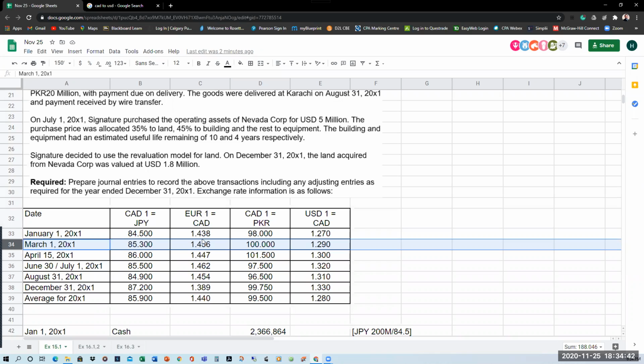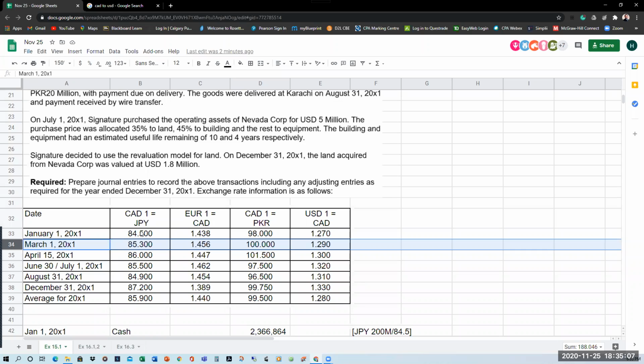So 1 euro can buy 1.456 Canadian. 150,000 euros will be worth 1.456 times 150,000. So this is actually called a direct quotation. Okay, I talked about that in the lecture video.